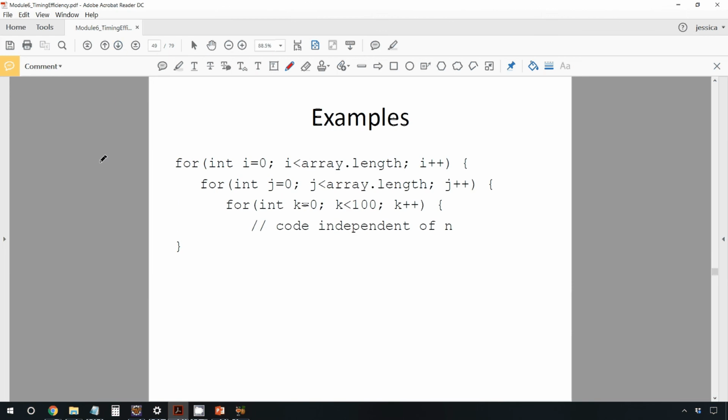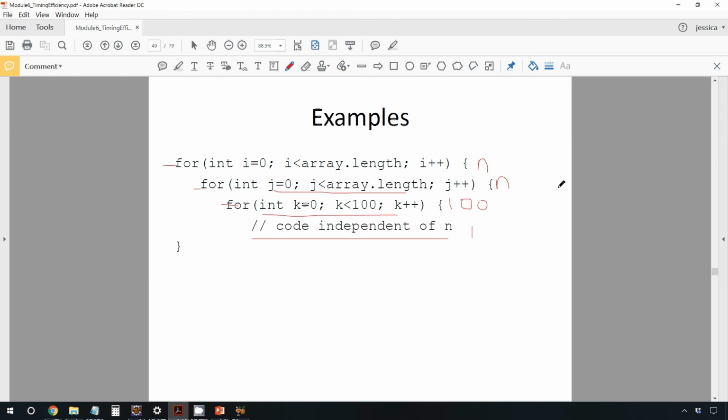All right, take a look at this one. Okay, in this case, we have 3 nested loops, 4, 4, and 4. Let's take a look at the outermost loop. That's going to run n times. Let's take a look at the second loop. That's going to run n times. Let's take a look at the third loop. Well, that's not dependent on n. That's going to run 100 times. And then inside the loop, that's code independent of n, so that's going to be order of 1.